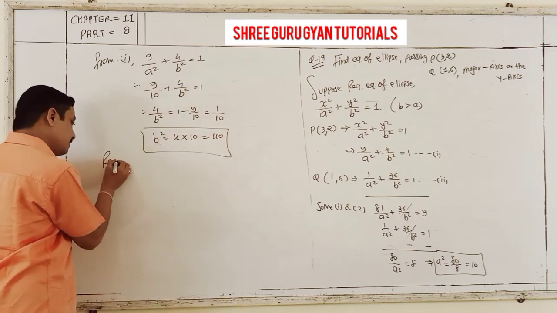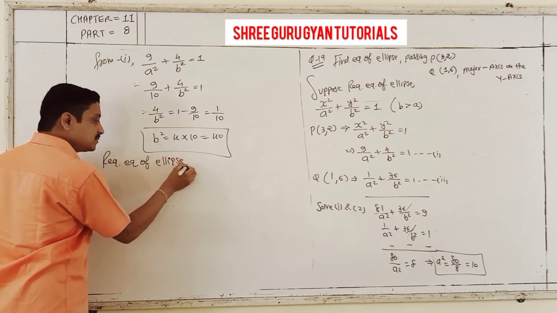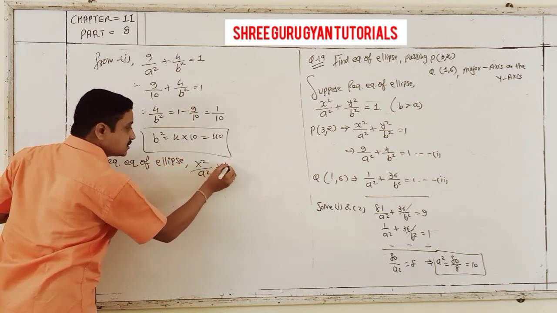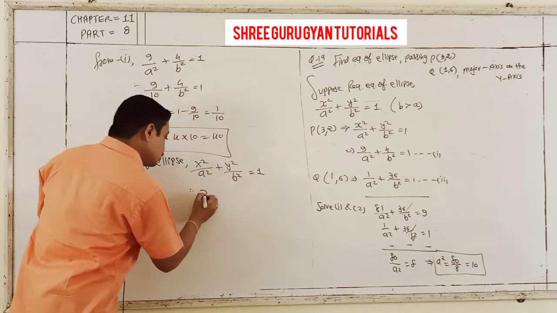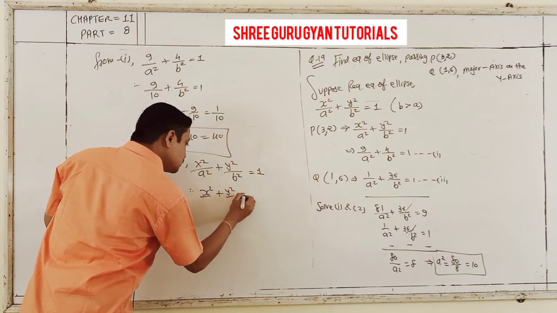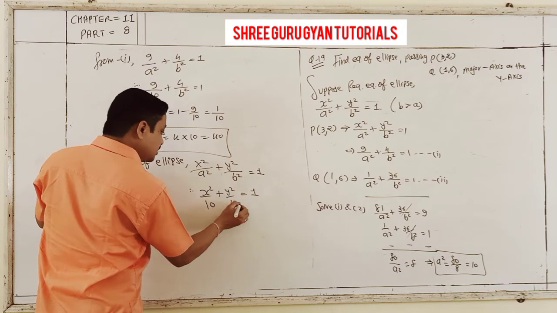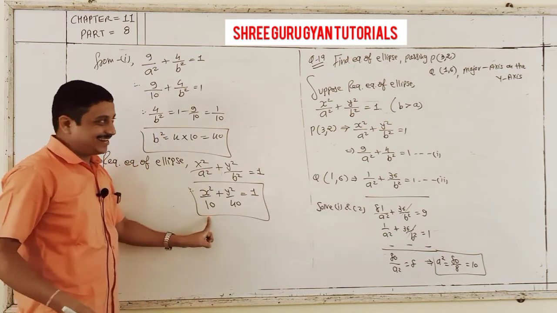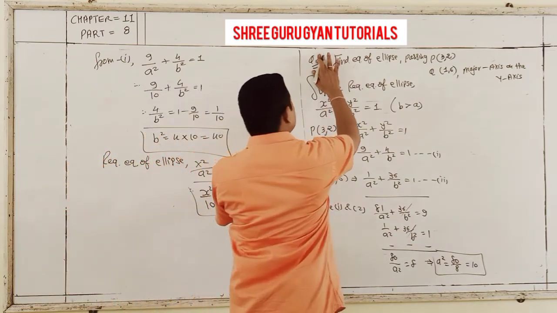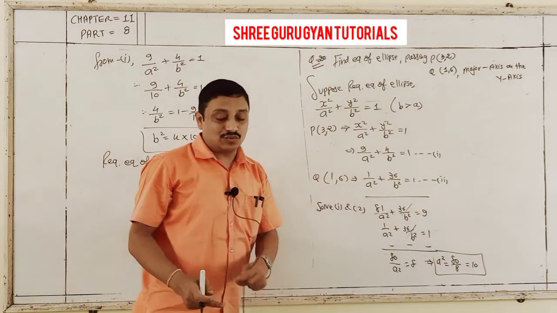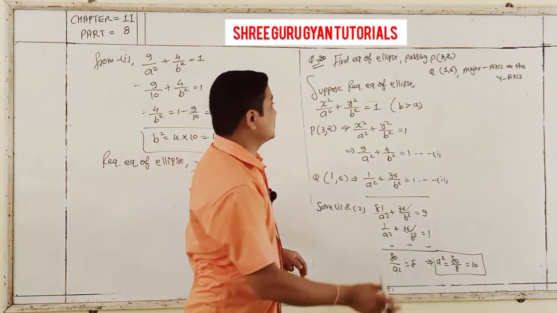Therefore the required equation of the ellipse is x square by a square plus y square by b square equals 1. Putting the values one by one: what is a square? A square is 10, b square is 40, and check, b is higher than a, that is your major axis on the y-axis.